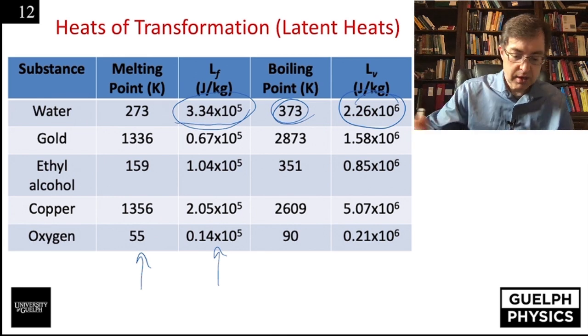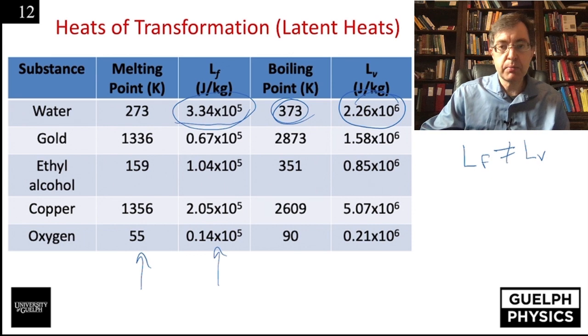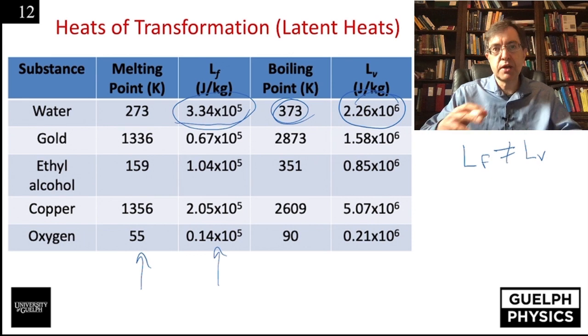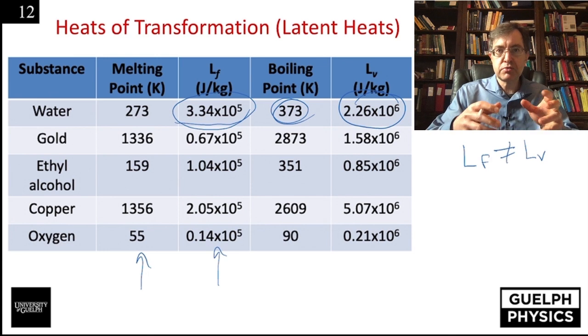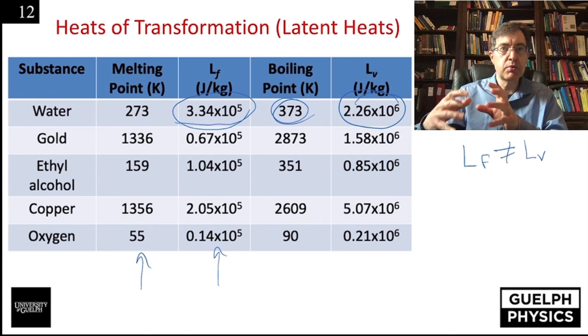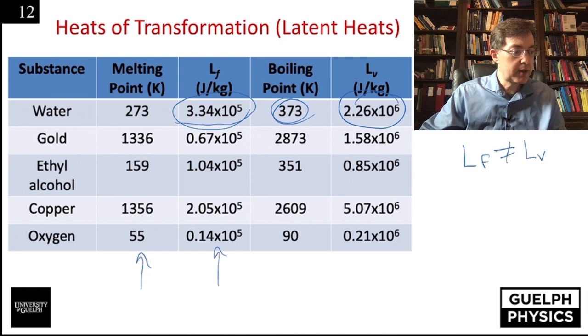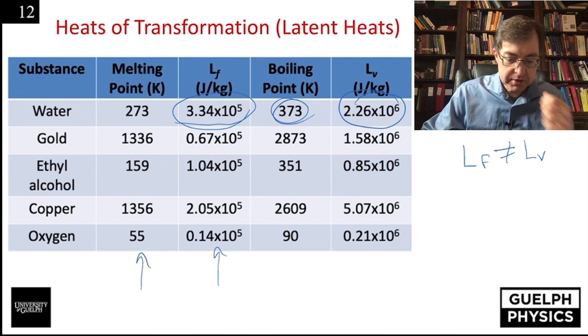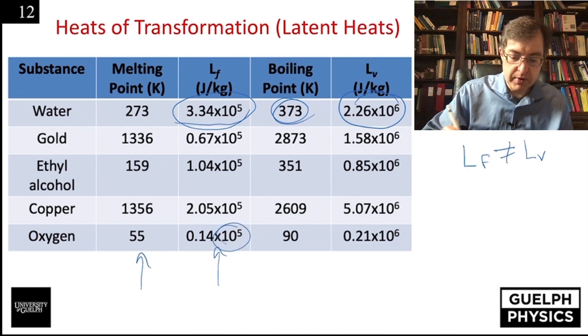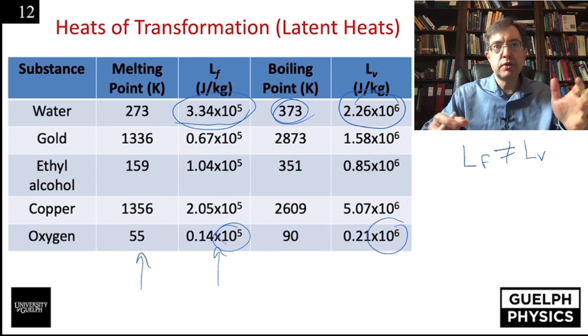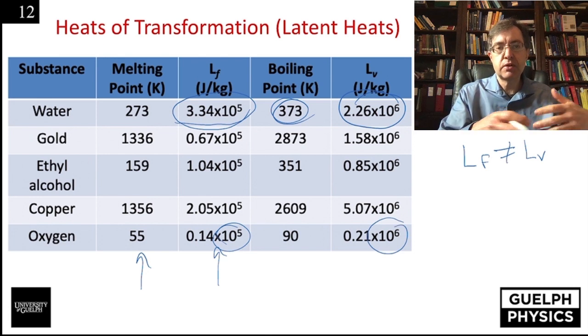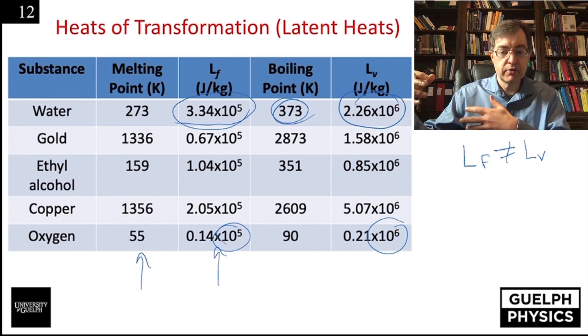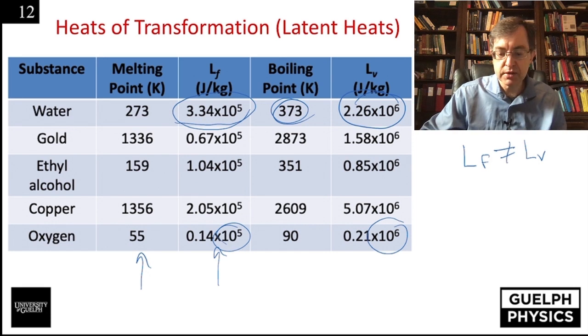Another thing to notice here is that the latent heat of fusion of a substance is not equal to the latent heat of vaporization in general. This is because you're changing the structure, and going from a solid to a liquid is a different structural change than going from a liquid into a gas. Also notice they're not only different, but quite different. This is an order of magnitude difference. The latent heat of fusion is on the order of 10 to the 5, and the latent heat of vaporization is on the order of 10 to the 6.